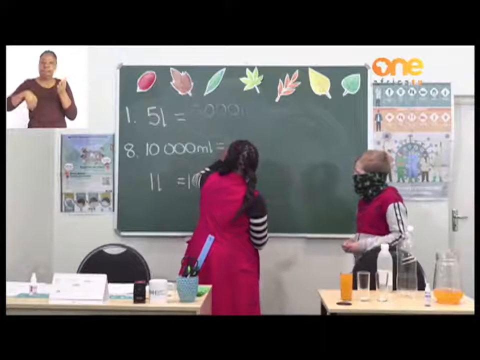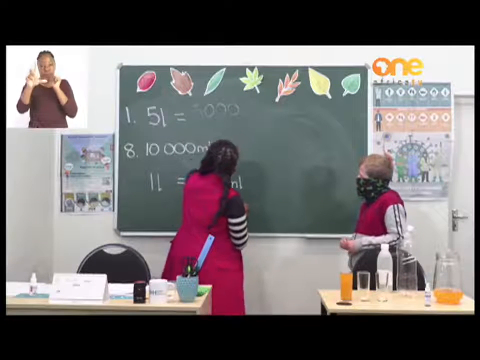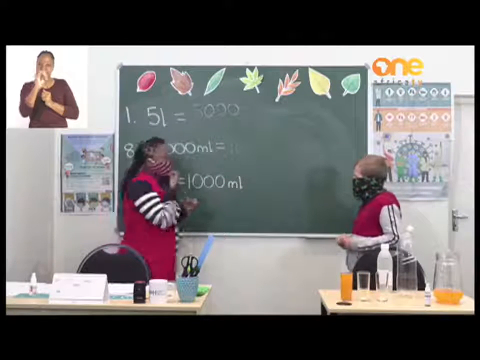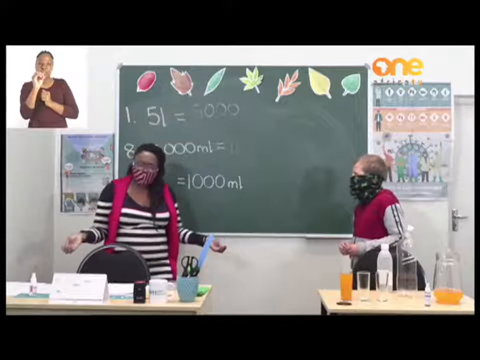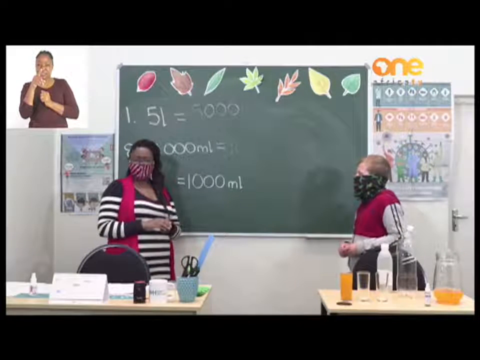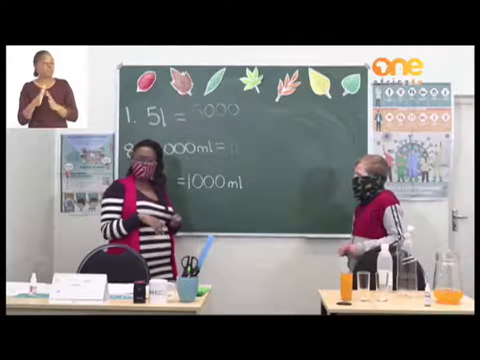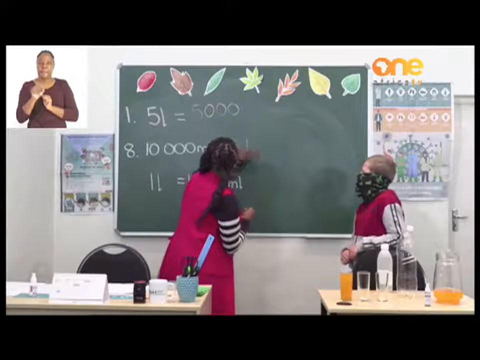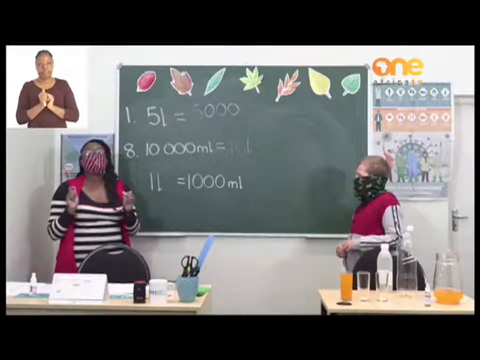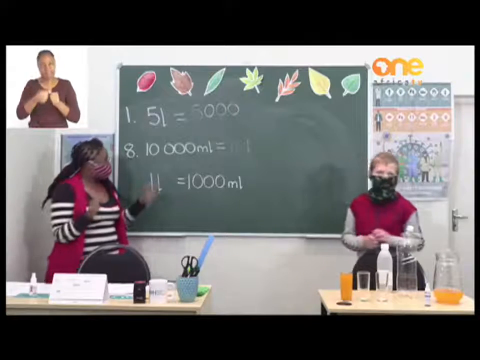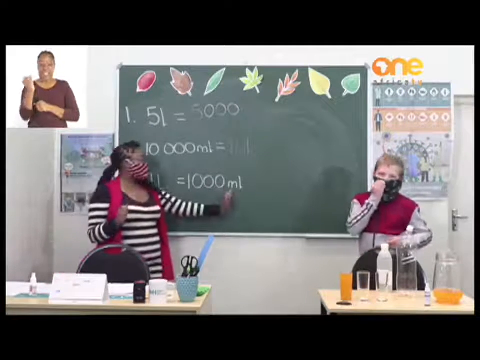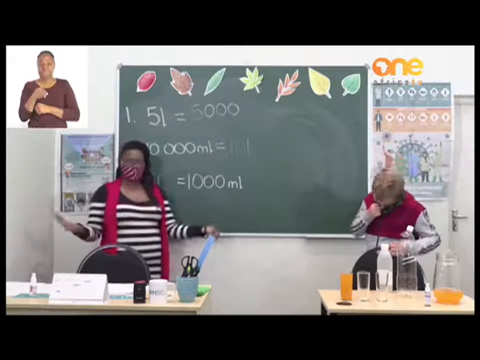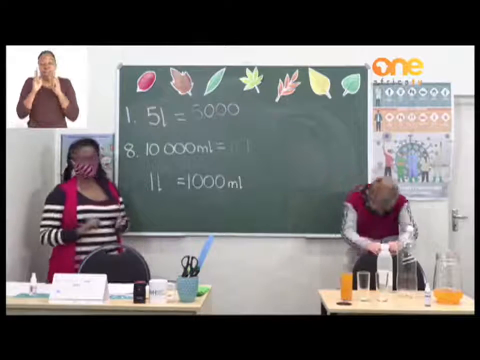We have our 10. And then we have taken away 1, 2, 3. So it just becomes 10. But is that correct? No. Is it 10 horses? Is it 10 monkeys? No, it is 10 liters. So we put our L next to our 10. Remember, if you don't put your L for liters or your ML for milliliters, the answer is wrong. I hope you can do the rest by yourselves.